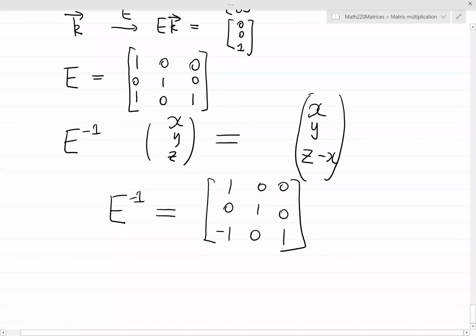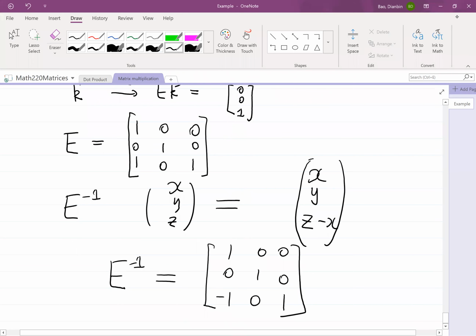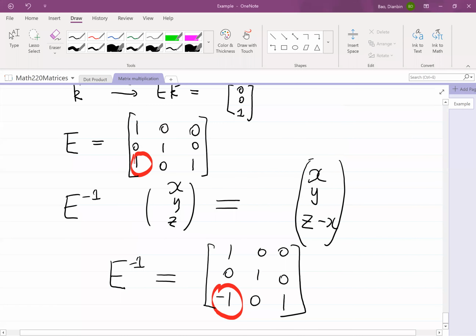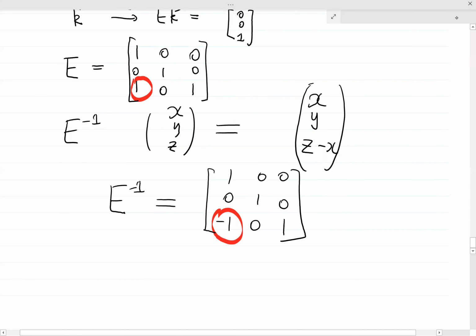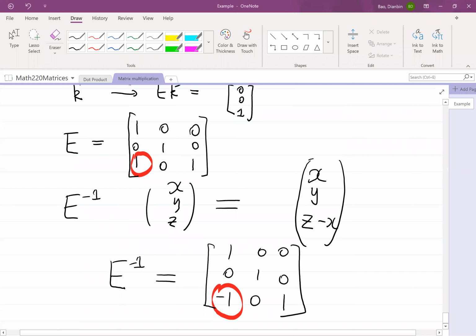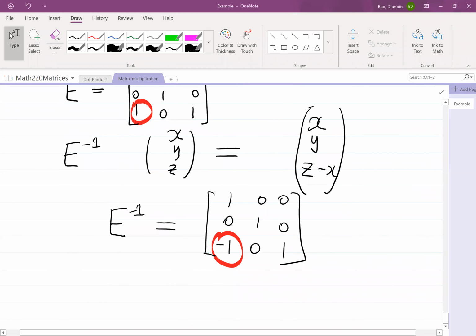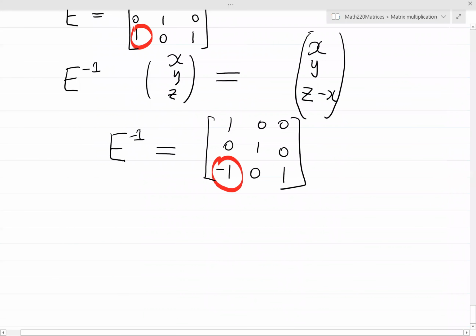The only difference is here we have -1 and here we have 1. So this is what E inverse does. And then you can check. What you can check is, if we do E and then do the inverse, then nothing changes. We subtract and then we add, nothing changes.